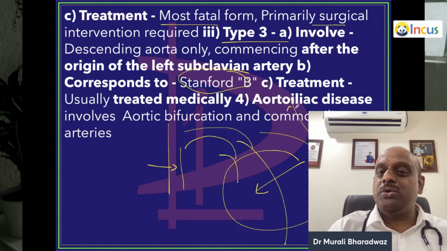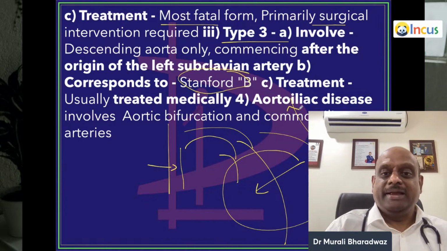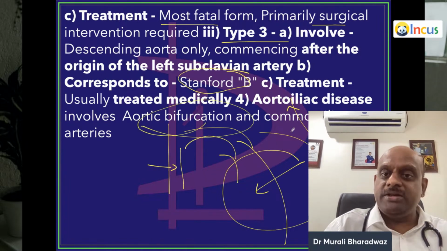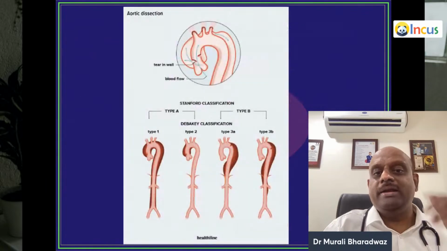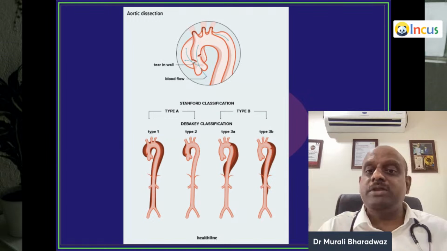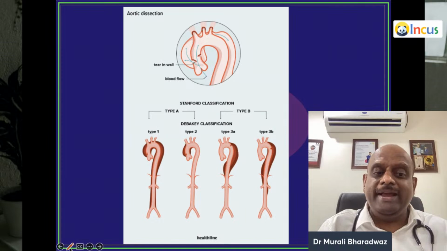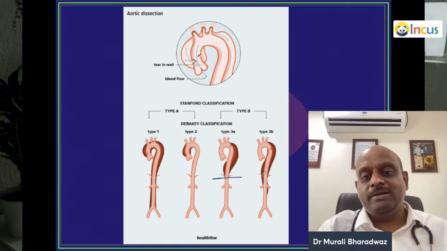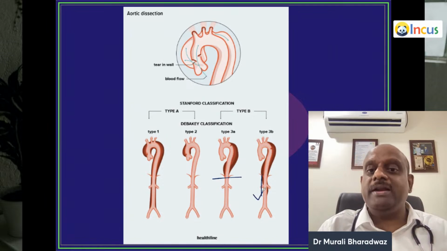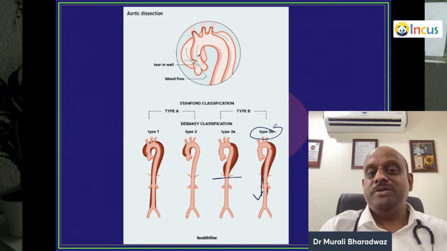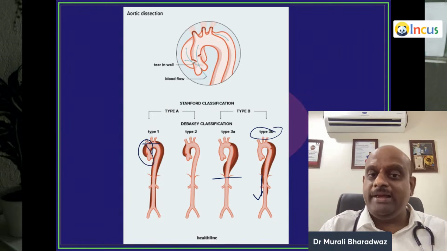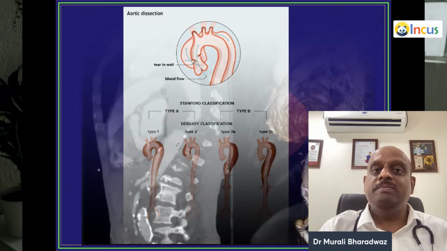And whenever there is aortoiliac disease, typically aortic bifurcation and common iliac arteries are also involved in dissection. So you need to be sure what is type A, type B in Stanford, and what is meant by type 1, type 2, and type 3. In the 3A, 3B, what is the difference between 3A and 3B, doctor? 3A means suprarenal. Whenever it is involving infrarenal, then it becomes type 3B. Type 1 and 2, both of them involve the ascending aorta, is what you need to remember.